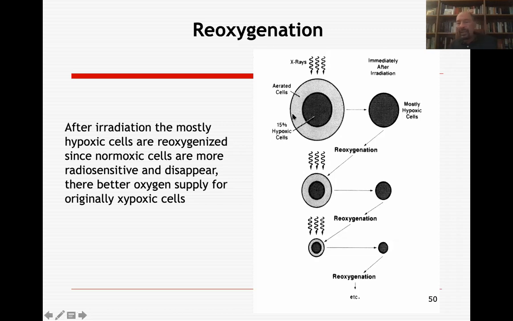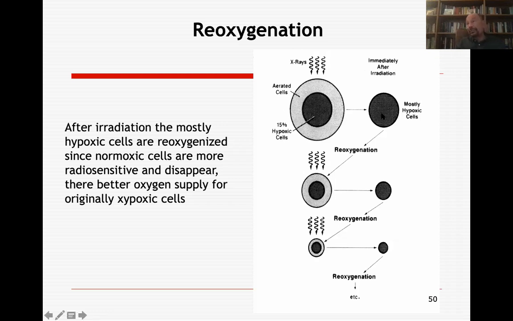Let's assume that you have oxic, here you can get the blood vessels, so this is nicely oxic, but then you go in depth and this becomes more and more hypoxic. So you have a hypoxic core and an oxic region outside. If you irradiate, you kill the oxic cells, but you don't kill the hypoxic core, but the OER can be as high as 3. So this core is now alive.